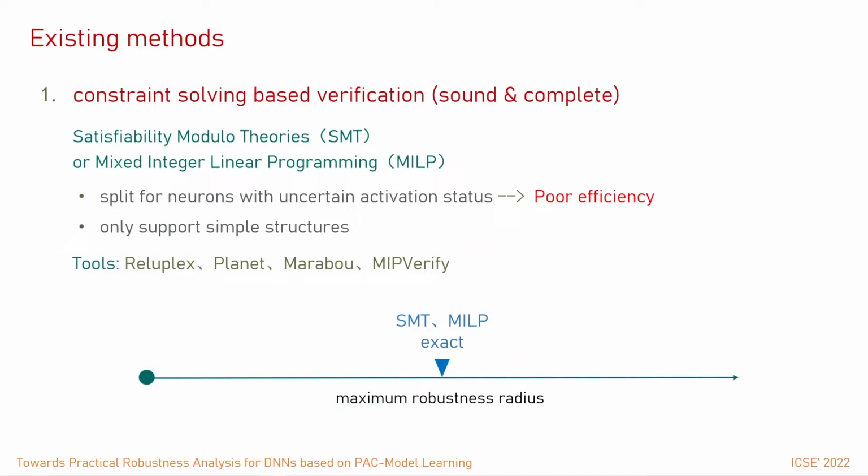Before introducing our method, we review several existing methods to estimate the maximum robustness radius. The first one is the constraint-solving-based verification. It encodes the problem into an SMT problem or a MILP problem, and the exact maximum robustness radius can be derived. However, the efficiency is poor due to the splits on the uncertain neurons, and it can only adapt to simple and small networks.